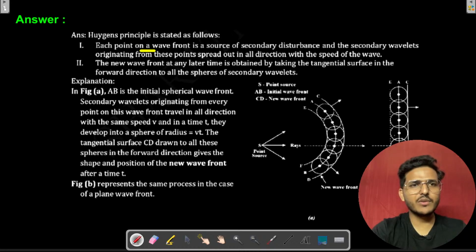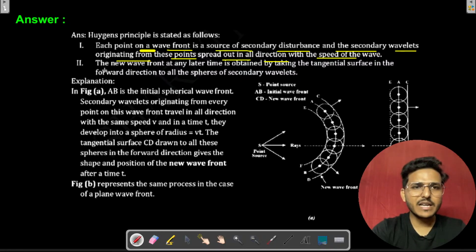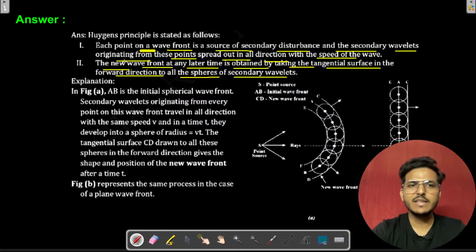Each point on a wavefront is a source of secondary disturbance, and the secondary wavelets originating from these points spread out in all directions with the speed of the wave. And second, the new wavefront at any later time is obtained by taking the tangential surface in the forward direction to all the spheres of secondary wavelets. Alright, this is Huygens' principle.